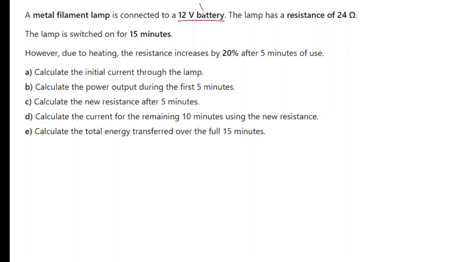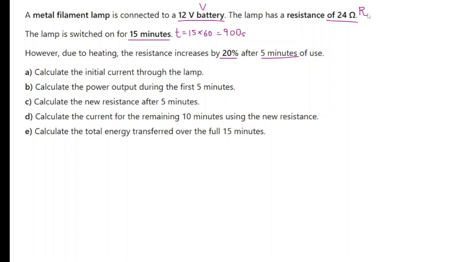So I know the EMF of the battery is 12. So that is the value of capital R. The lamp is switched on for 15 minutes. So the time is 15 multiplied by 60, which is 900 seconds. However, due to heating, the resistance increases by 20% after 5 minutes. So when you start it, it's 24. After 5 minutes, it goes up by 20%.